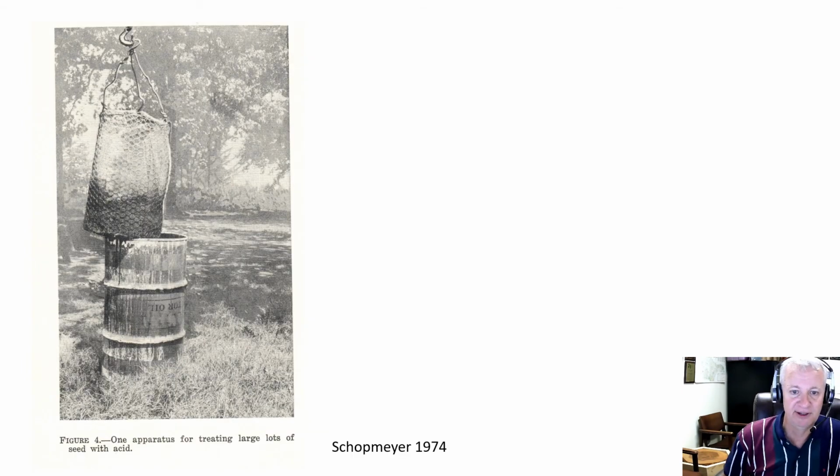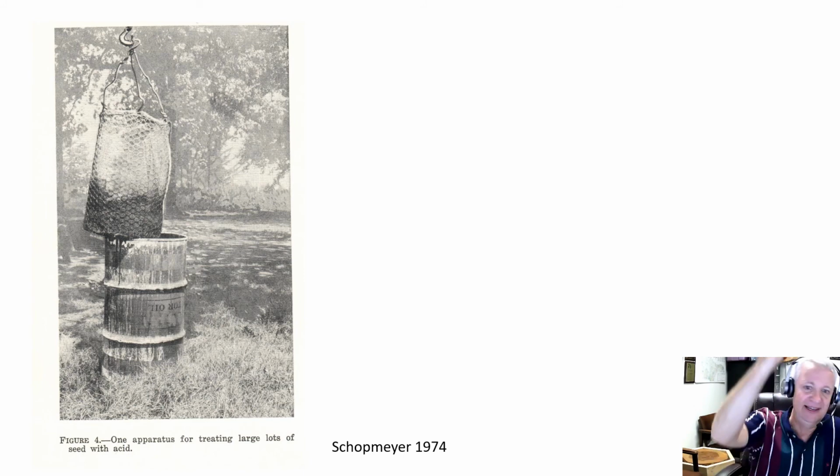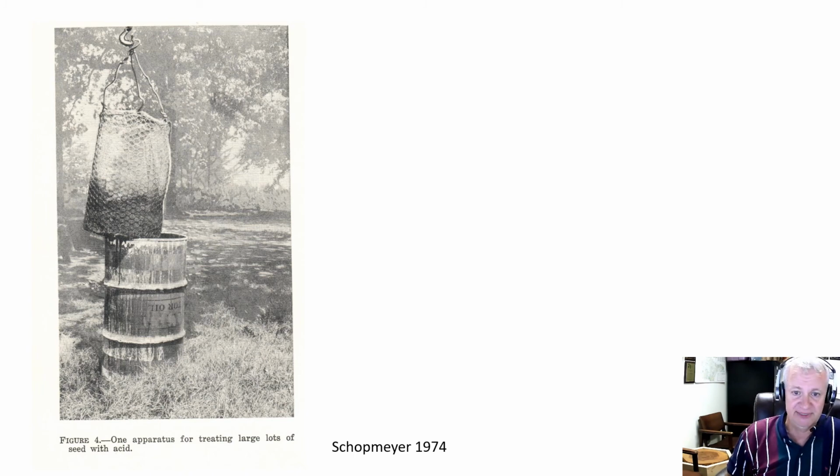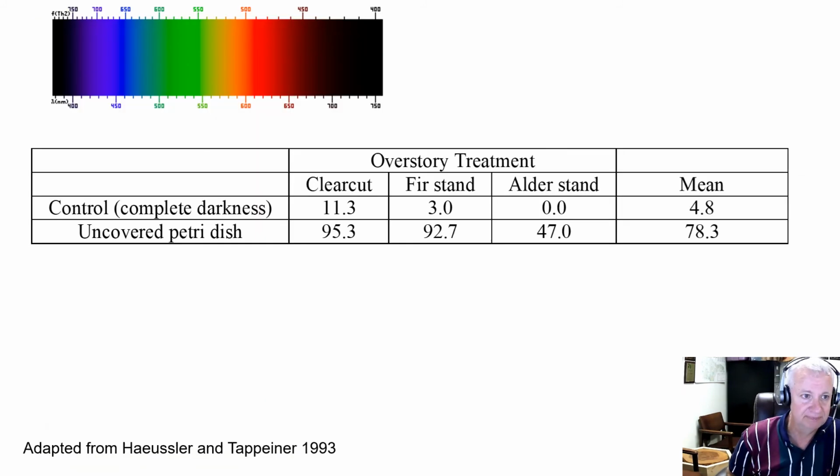Here's an example of a scarification treatment. There's a big vat of acid and a bin that they place seed in, and they dip the bin into the vat of acid, and that thins the seed coat and will enable moisture uptake. So obviously there's precautions required with acid treatments, but that's one way to do it.